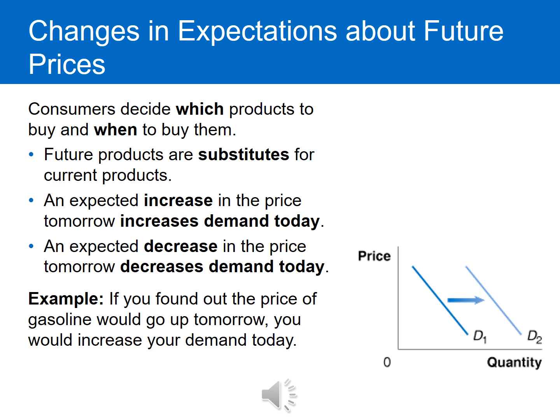So now, for example, if you found out that the price of gasoline was going to go up tomorrow, it would increase your demand today. You fill up today before the price goes up. So looking at the demand curve in the figure there on the right, the demand curve will increase from D1 to D2, shifting to the right.